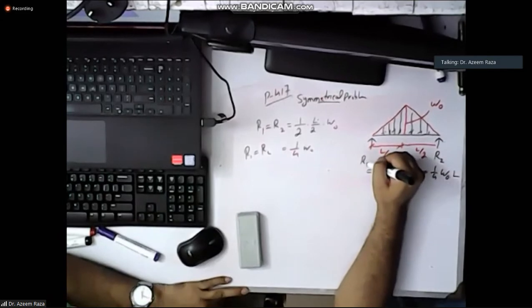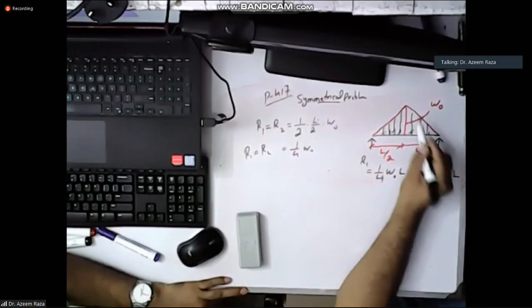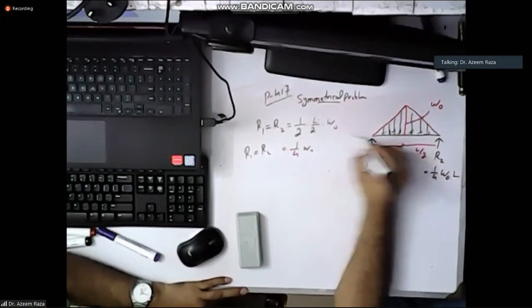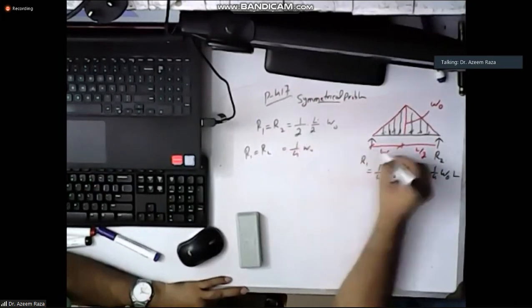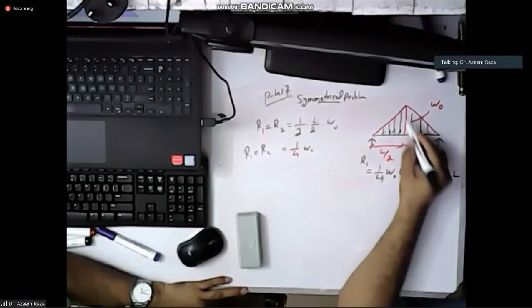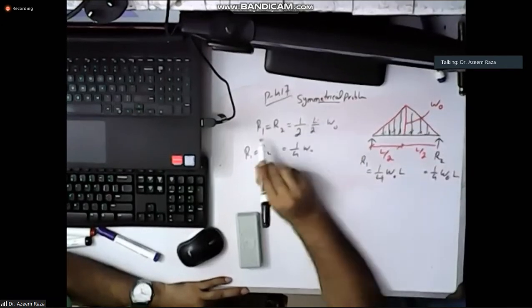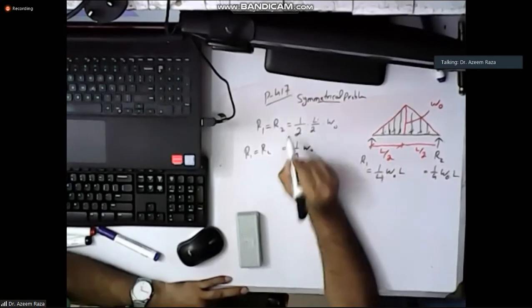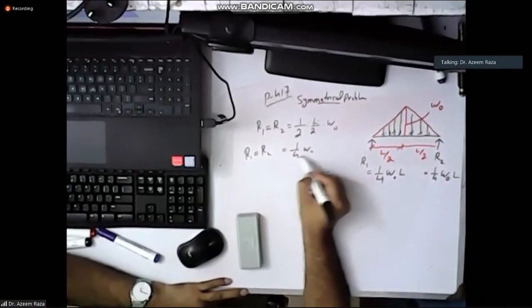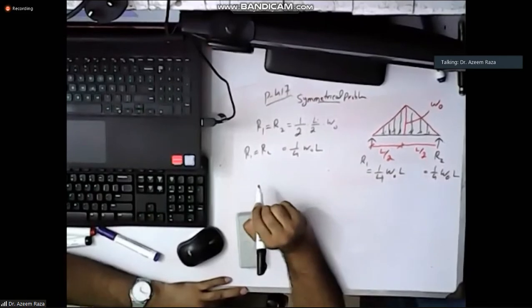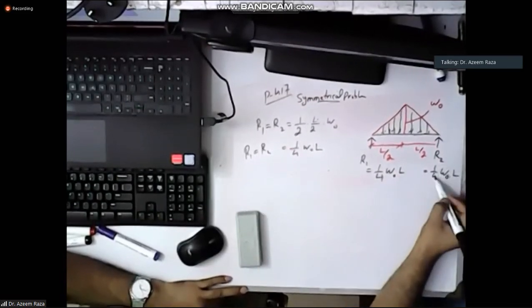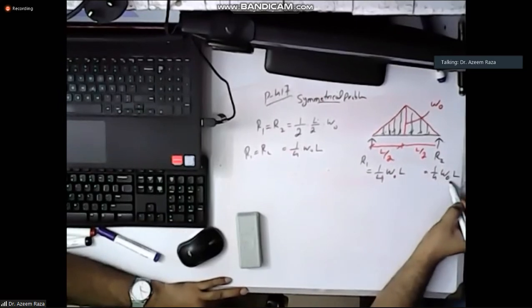So R1 will be equal to R2. We just need to find out the total load. This is a triangular load, so I just use 1/2 base L by 2 times height W naught. So R1 equals R2 equals half base times height, which is 1/2 W naught L. So R1 is 1/4 W naught L, and R2 is also equal to 1/4 W naught L.